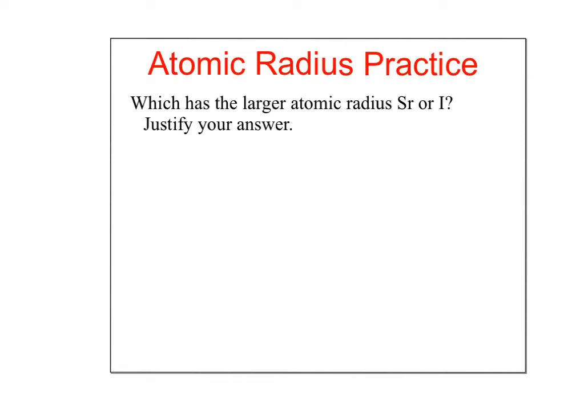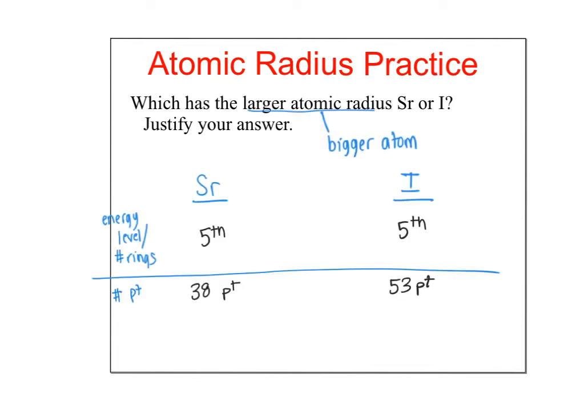All right, I want you to pause the video and try this problem, and notice it says justify. On that last slide, those black bullet points, that was my justification, what I would write on a quiz or a test. I want you to do that for this one. So pause the video. All right, so larger atomic radius, that means we're looking for the bigger atom. So I kind of set up my little summary chart.